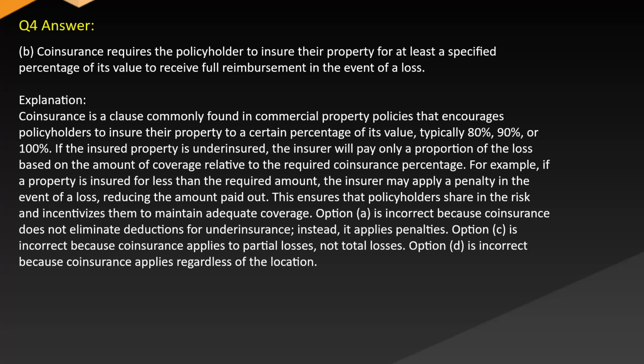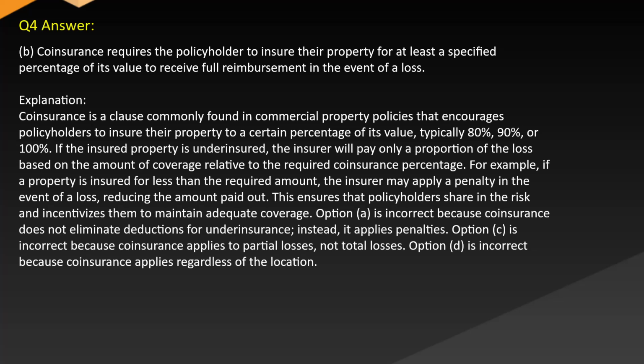If the insured property is underinsured, the insurer will pay only a proportion of the loss based on the amount of coverage relative to the required coinsurance percentage. For example, if a property is insured for less than the required amount, the insurer may apply a penalty in the event of a loss, reducing the amount paid out. This ensures that policyholders share in the risk and incentivizes them to maintain adequate coverage.